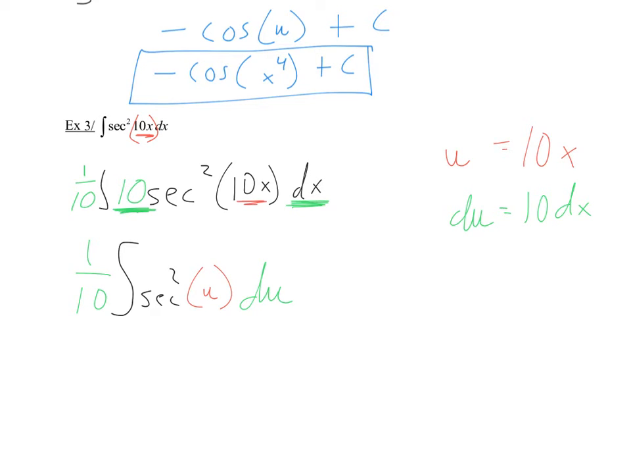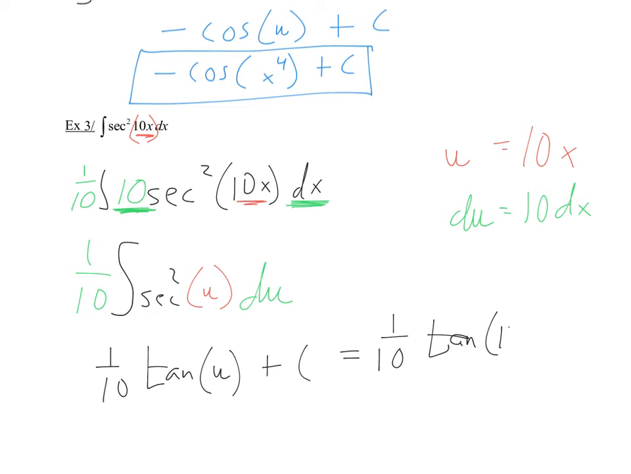Well, what is the integral of the secant squared? In other words, the tangent of what is secant squared? The derivative of what is secant squared, and that would be the tangent. Gave away the answer there. And so now the last step would be to plug in our u, which is 10x. Plug 10x in for u, and there we have our answer.